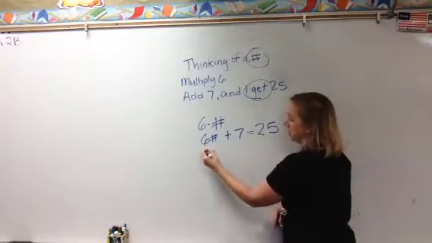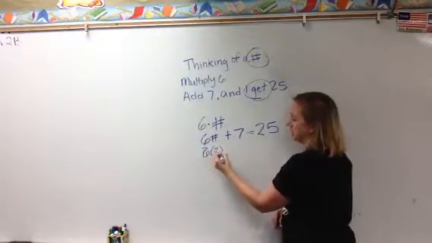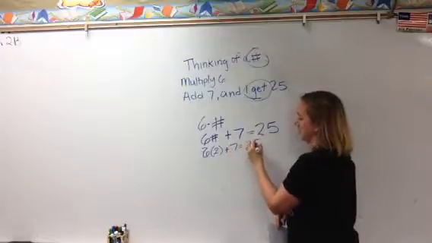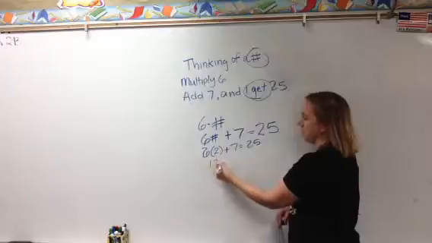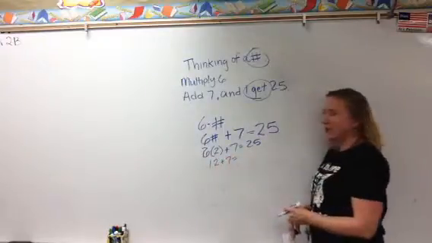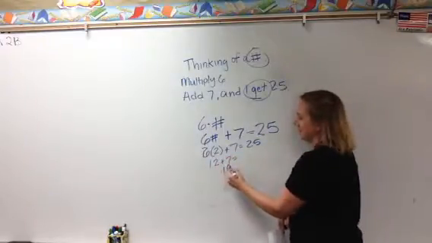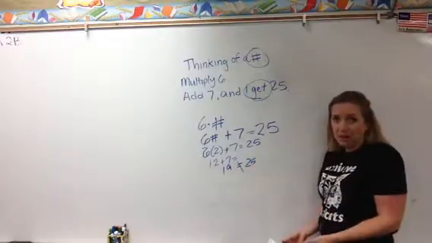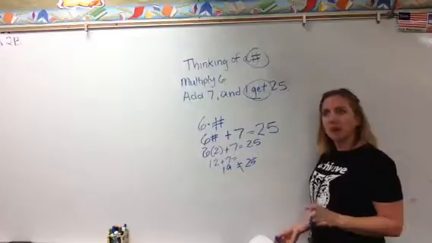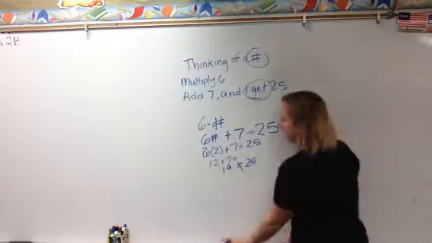I'm going to try 2. 6 times 2 plus 7 equals 25. And let's try it out. 6 times 2 is 12, plus 7, 12 and 7, that's 19. That does not equal 25, so that means 2 is not our answer, but it's close. I'm going to try one more up. I'm going to try 3.